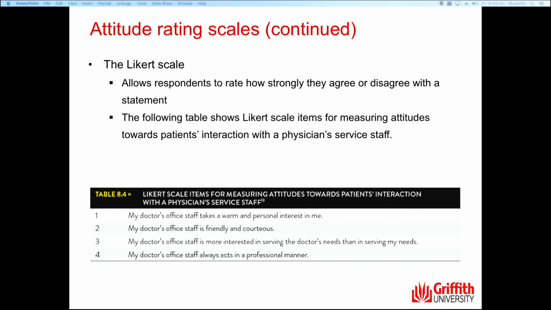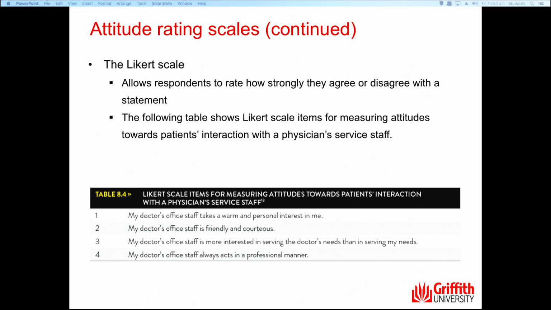And again, remember from the beginning, I don't want you to forget, we talk about what you want to measure. We have to define the problem. We have to look at what it is we actually want to measure. And then once we know that, we use all these tools to measure the concept. The Likert scale allows respondents to rate how strongly they agree or disagree with the statement.